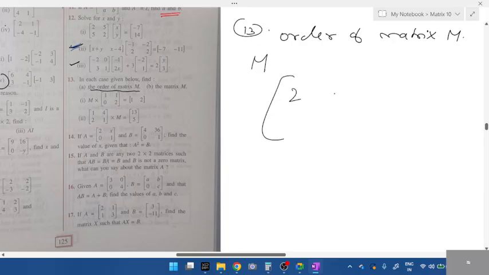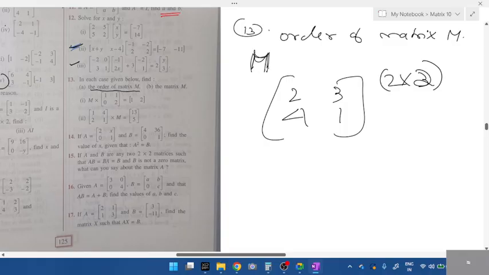What do you mean by order? If I write 2, 3, 4, 1, what do you mean by order? Row into column. How many rows are there? 2, and columns? The order is 2 into 2. In the same way, in the 13th question, the first question, can you see M? Matrix M?